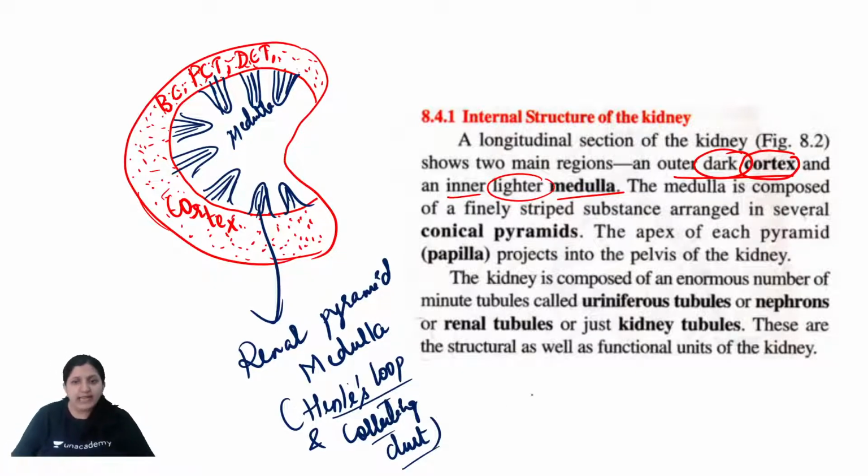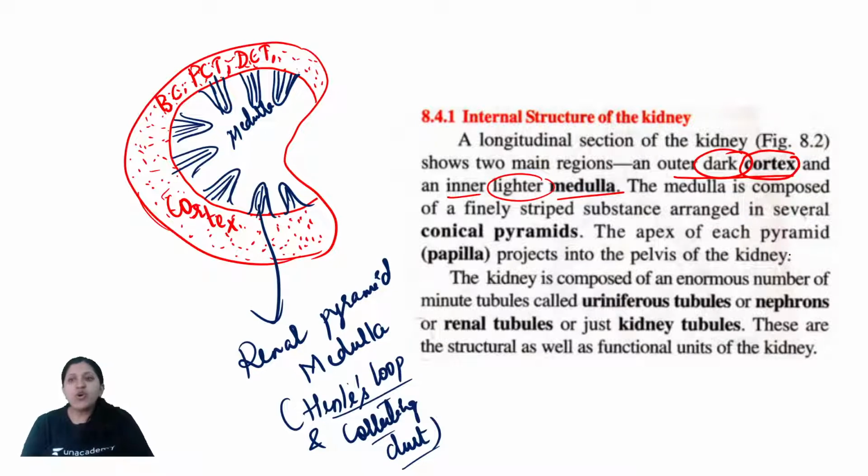So how exactly is the arrangement done now? It is basically that the cortex is receiving all the PCT, DCT, and Bowman's capsule, and the medulla has the Henle's loop and then the collecting duct, okay. With respect to that, the medulla is composed of a finely striped substance which is arranged in several conical pyramids. So these are the conical pyramids, okay.